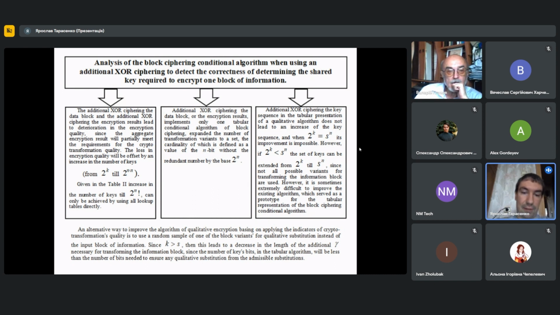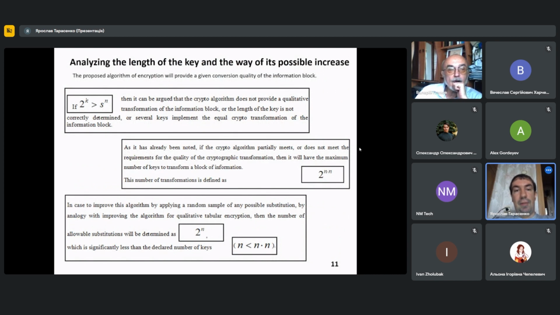Since s is less than k, this leads to a decrease in the length of the key additionally necessary for transforming the information block, since the number of key bits in the tabular algorithm will be less than the number of bits needed to ensure any qualitative substitution from the admissible substitutions. Analyzing the length of the key and the way of its possible increase, it can be argued that the proposed algorithm of encryption will provide the given conversion quality in the information block, and there are three cases.